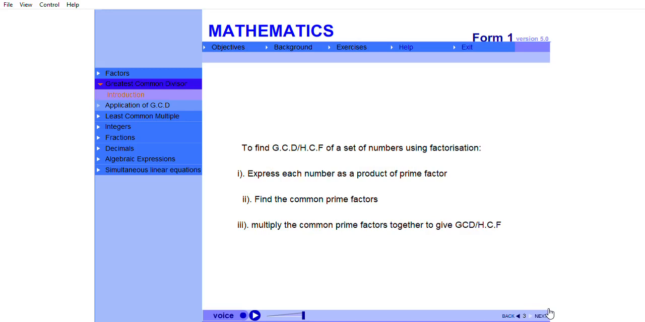To find GCD or HCF of a set of numbers using factorization: 1. Express each number as a product of prime factors. 2. Find the common prime factors. And 3. Multiply the common prime factors together to give the GCD or HCF.